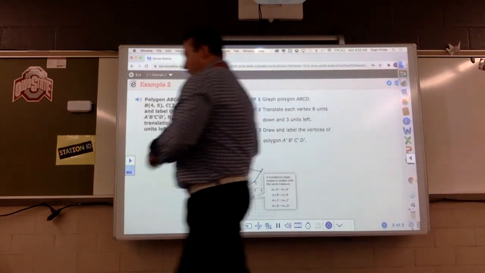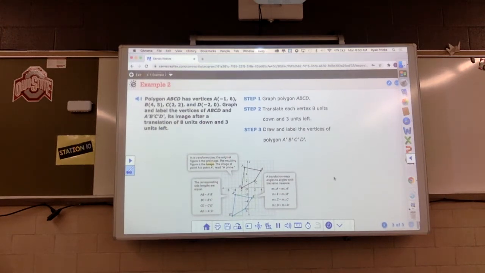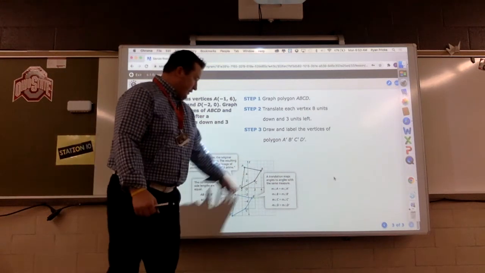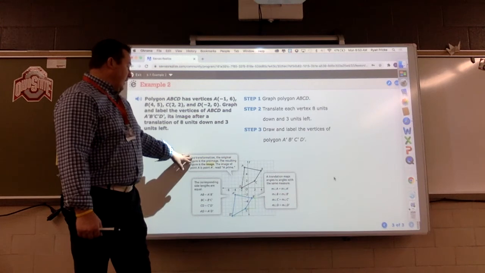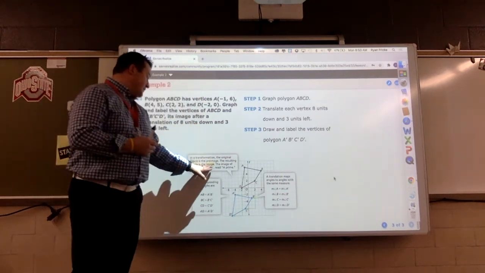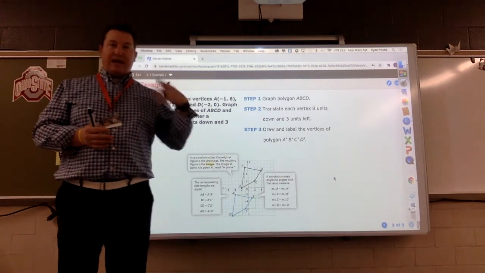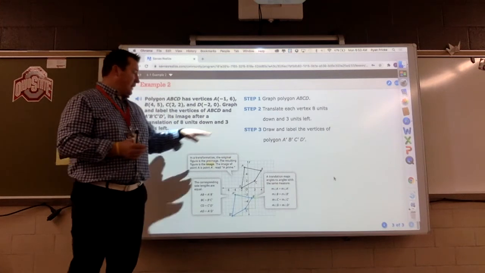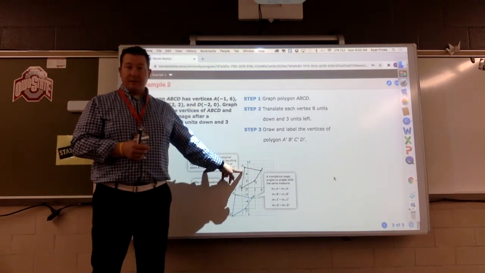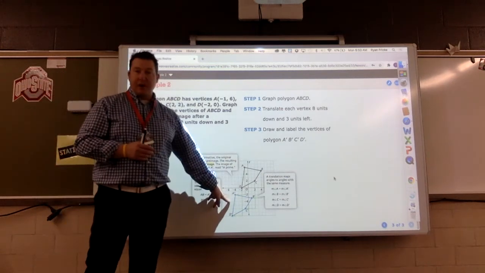All right. Here, let me zoom down real quick. Well, maybe that's all the further we're going to go. Okay. All right. So there we go. So we have an image and a pre-image. The pre-image, guys, is what we started with, right? What came first? Okay, that was just A, B, C, D. The image is what comes after. So that's the A prime, B prime, C prime, D prime.